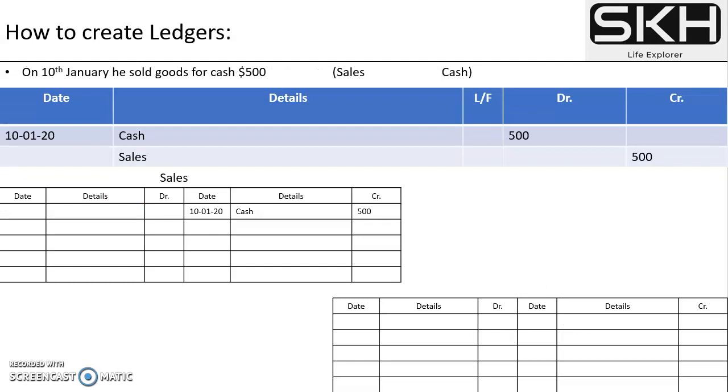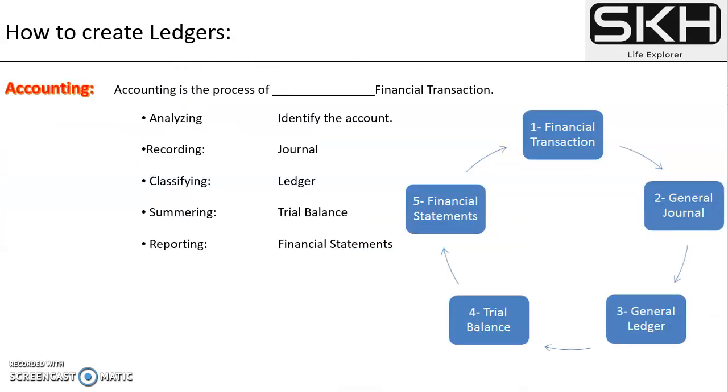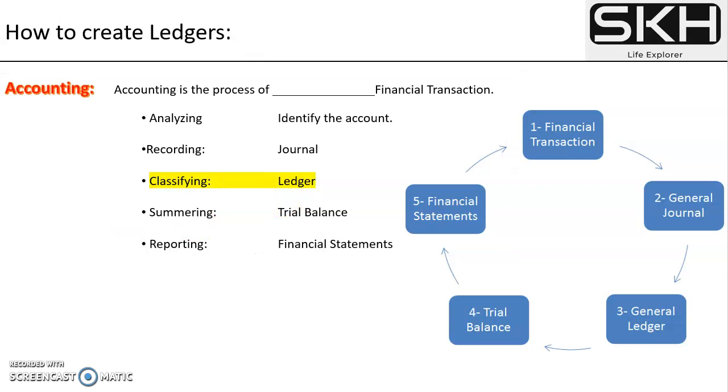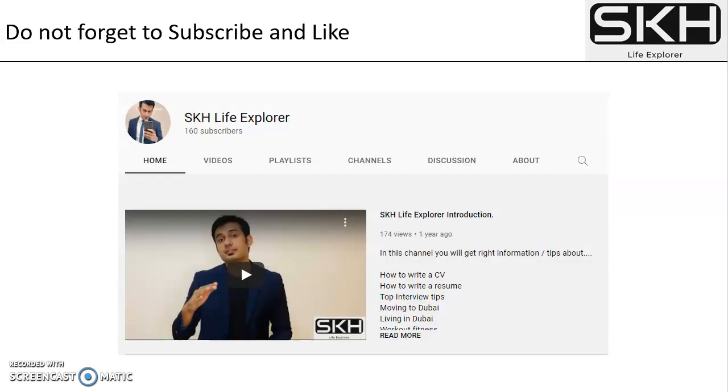So student, this is how we record the transactions in the ledger, and this method is called classification of accounts, where we classify our accounts. I'll just highlight what we learned. In the next lesson, we will be learning about how to balance the ledger. That is a very important topic. So in the next lesson, we will talk more about ledgers and how to balance the ledger.